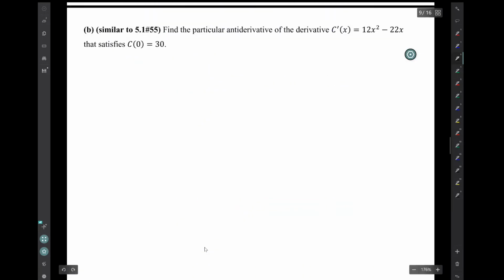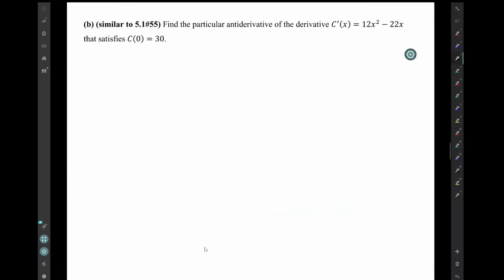Let's go on. Question B. This is similar to one of your homework problems. Find the particular antiderivative of the derivative c prime equals 12x squared minus 22x that satisfies this extra condition. Well, the strategy here is first you find the general antiderivative, and then you find the particular antiderivative that satisfies the extra condition.